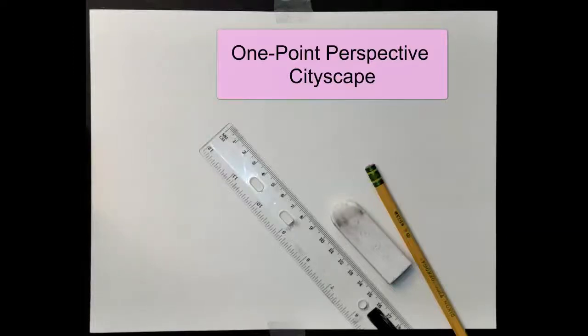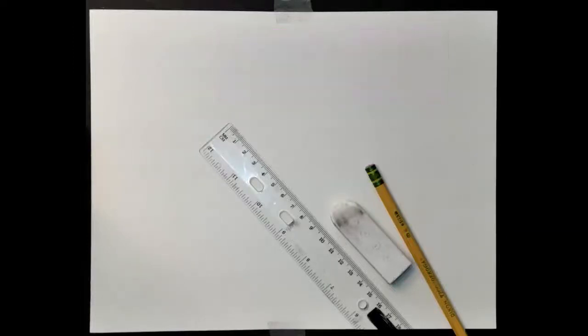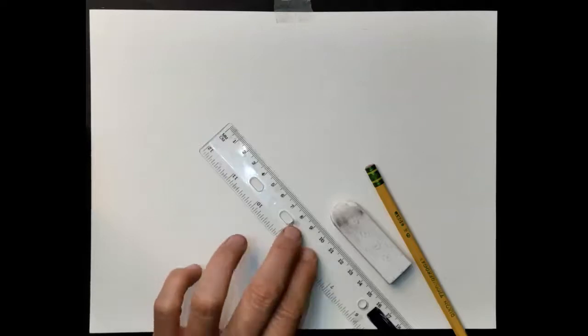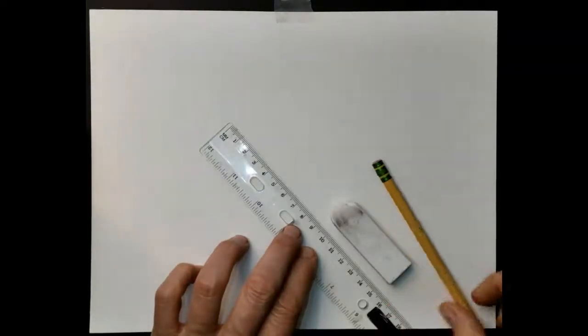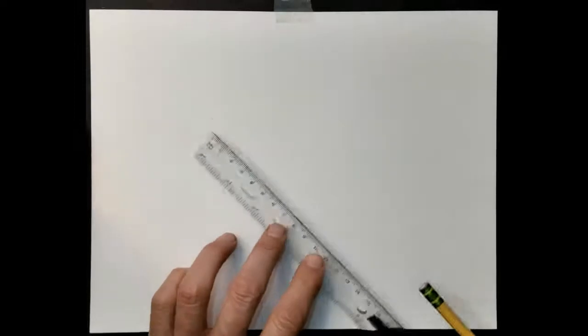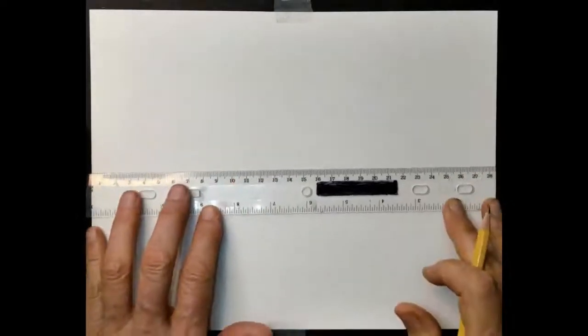So today we're going to be making a one-point perspective cityscape. You're going to need a ruler, an eraser, and your pencil. Now the first thing you're going to do is make your horizon line.